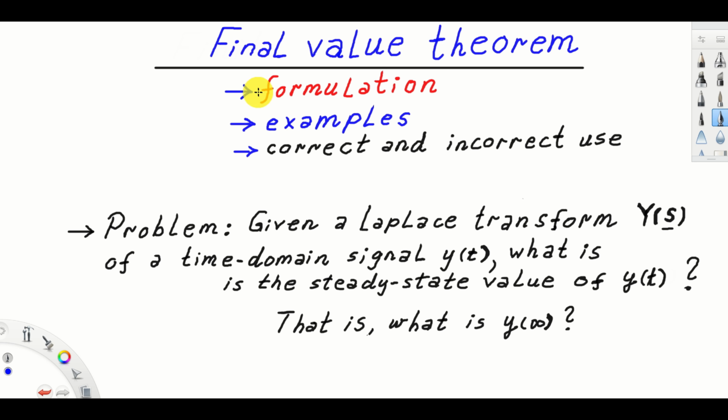We will formulate the theorem, then we will provide several examples to illustrate the applications of this theorem, and then we will explain how to correctly and incorrectly use this theorem. Namely, we have noticed that in practice a number of engineers as well as students sometimes incorrectly use the final value theorem. And consequently, we will give several examples where you cannot actually use the final value theorem.